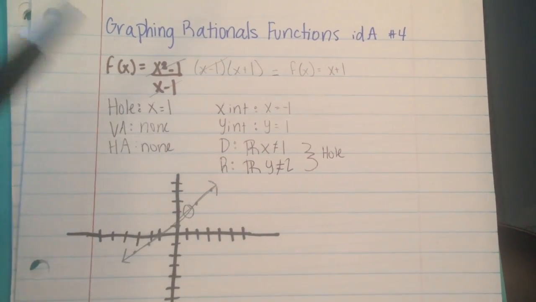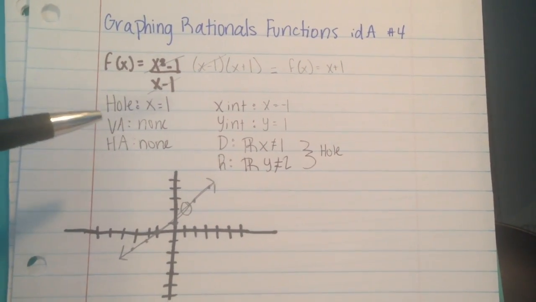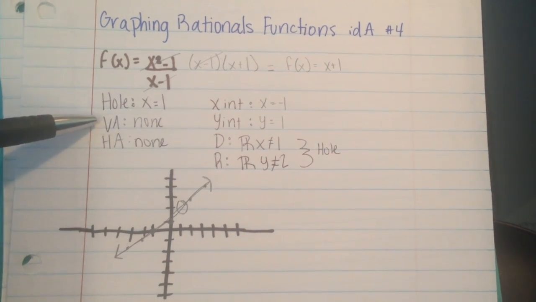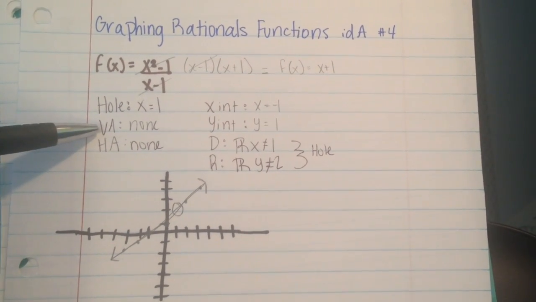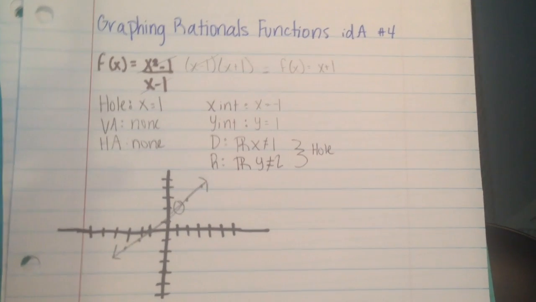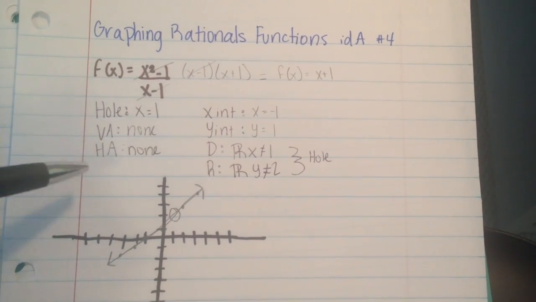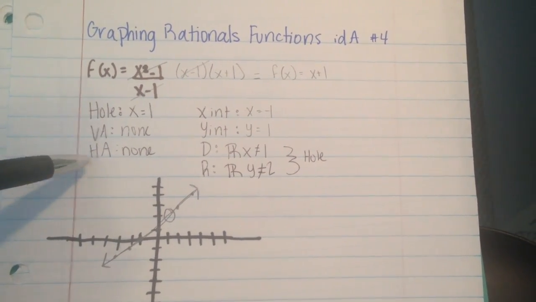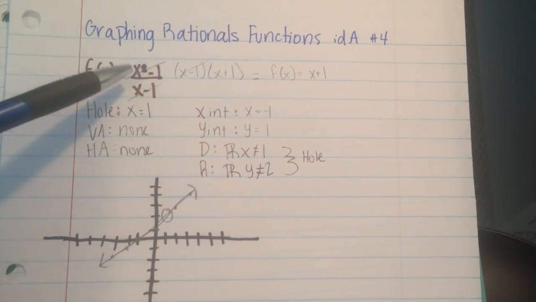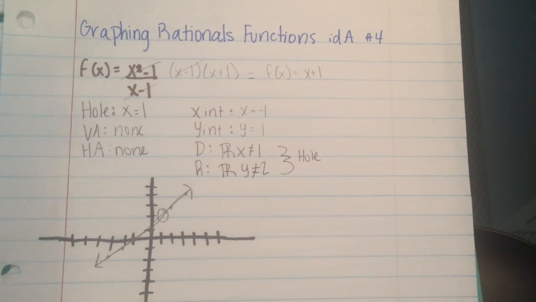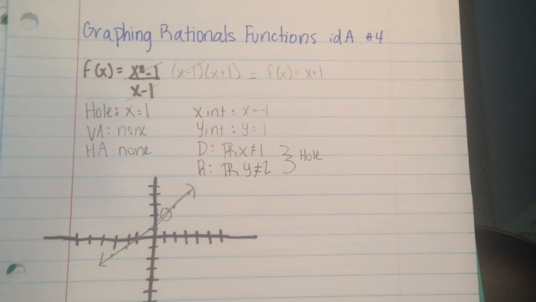So now since you don't have a denominator, you don't have a vertical asymptote, because there's nothing that can make the denominator 0, since there is no denominator. And your horizontal asymptote is also none, because whenever the degree is greater in the numerator, you automatically don't have a horizontal asymptote.